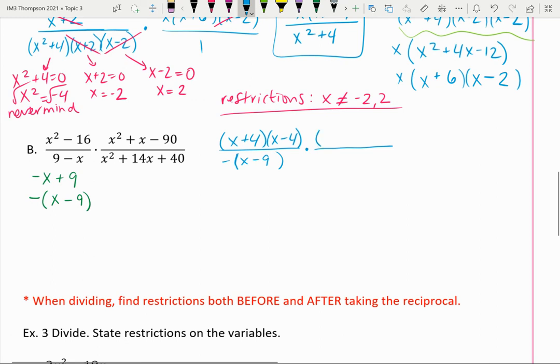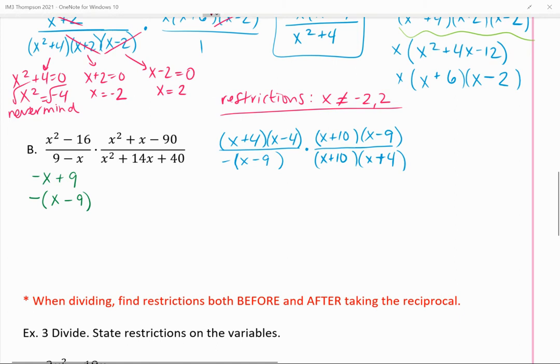When I factor the numerator over here, the only two things that can multiply to x squared are x and x. So that has to be x right here. Then to multiply to negative 90 and add to 1, I have plus 10 and minus 9. Things that multiply to 40 and add to 14: x plus 10 and x plus 4. I'm going to find all those restrictions.